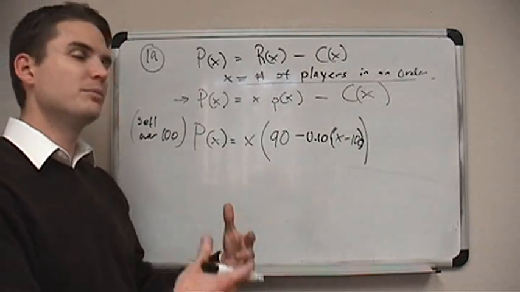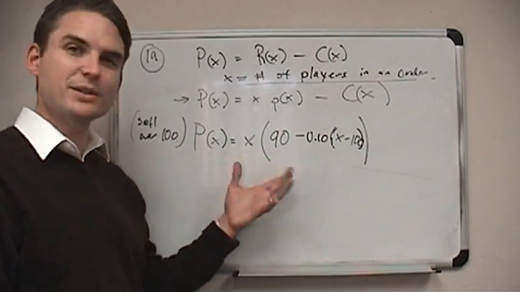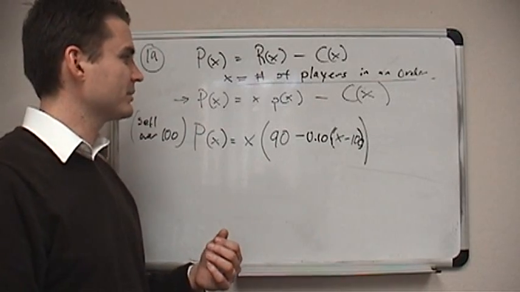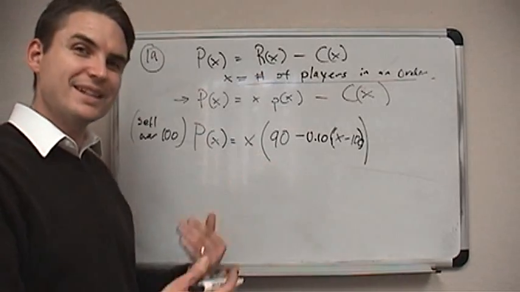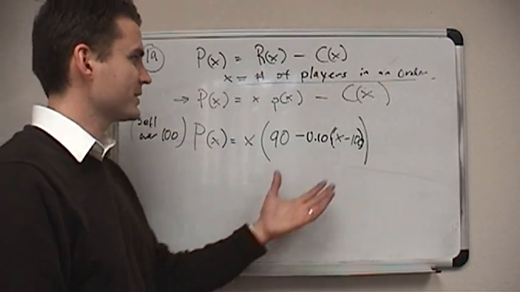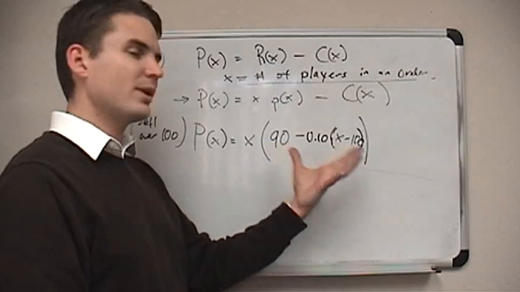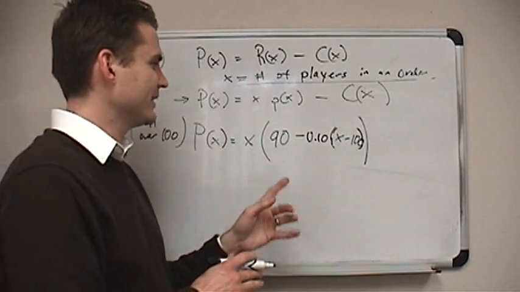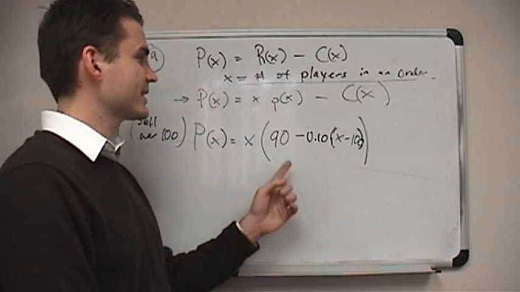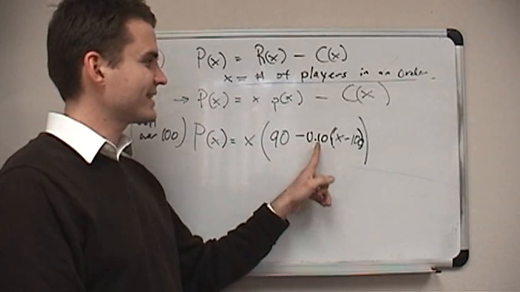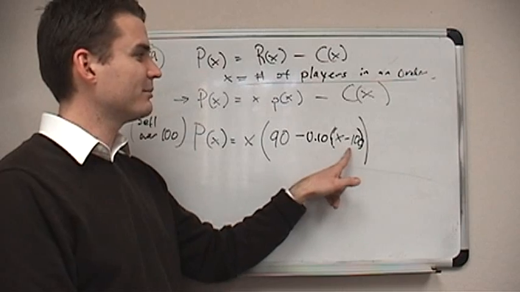Of course, as they sell more than 100 units, the price is going down, but the number of units they sell is going up. Again, this price is probably the most difficult thing to get, but how much do we charge per unit? Well, if we sell over 100 units, $90 minus 10 cents for every unit beyond 100.